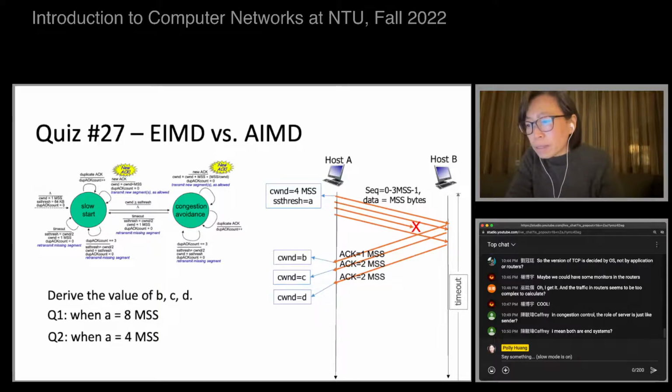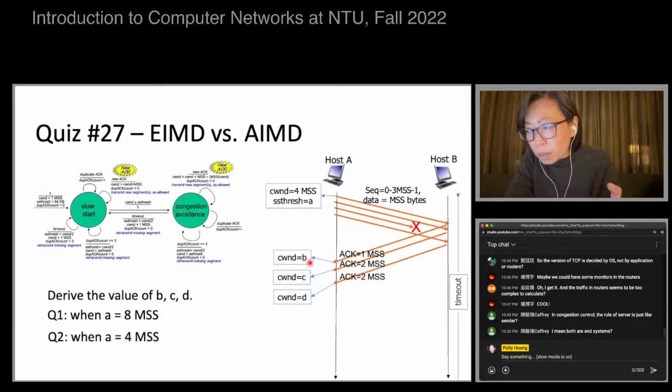For Q1, MSS and CWND is only 4. Okay, sorry, SS thresh is 8 packets and CWND is 4 packets. So host A there is obviously still in the slow start state. In slow start state, when we receive an acknowledgement, what do we do? So we check out the, okay, let me use a laser pointer here. Yeah. So in slow start state, when we see a new ACK, what do we do? We increment the CWND by 1 packet.